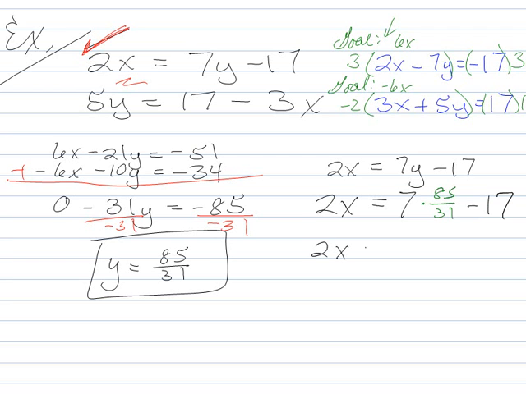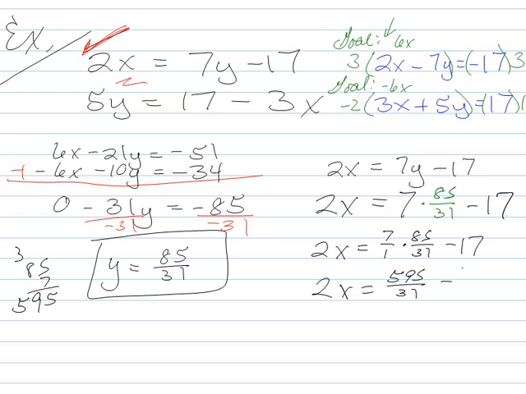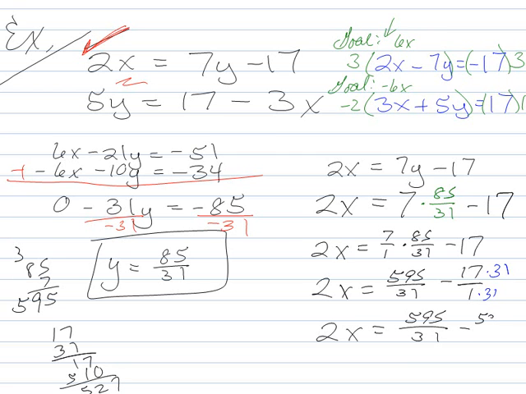All right, so remember to do this multiplying. So 85 times 7 is 595. And minus 17 over 1, so I've got to get the 31 on the bottom. 2x equals 595 over 31 minus, multiplication is super fun, I can multiply by 1, there we go, 17 times 31 is 527. So 527 over 31.